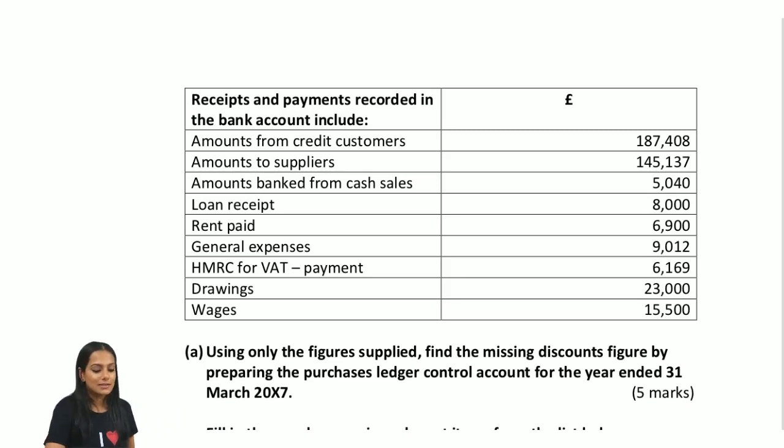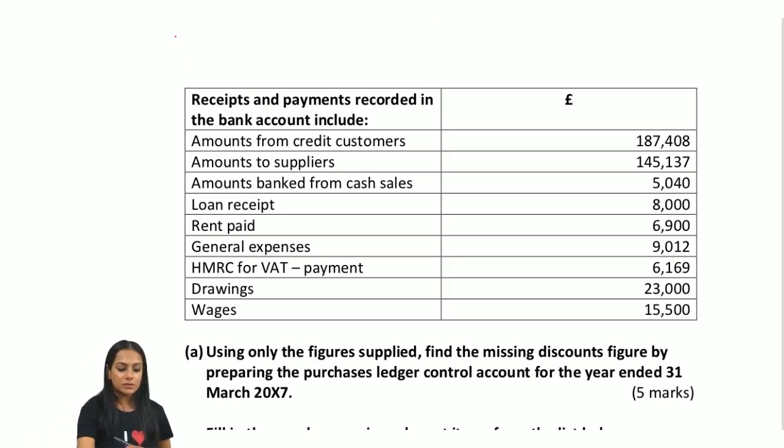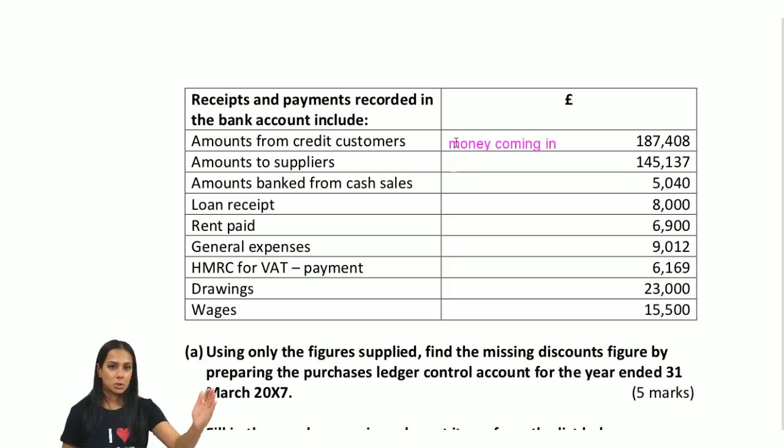We've got receipts and payments recorded in the bank account. Amounts from credit customers, this is money coming in. If your customers pay you some money, this is known as receipts. So this is money coming into the bank account. The next line we've got is amounts to suppliers. This means money is paid to your suppliers. So it's money going out.